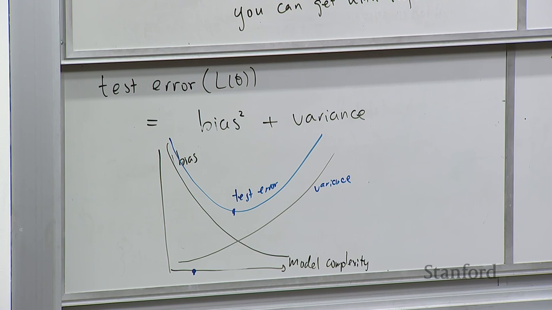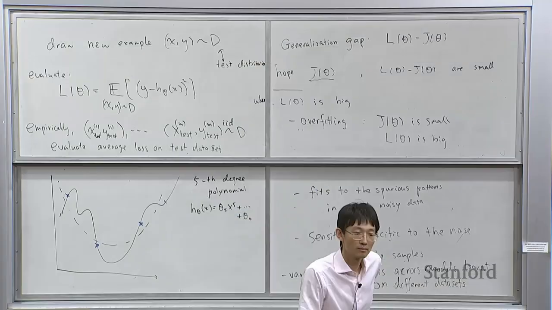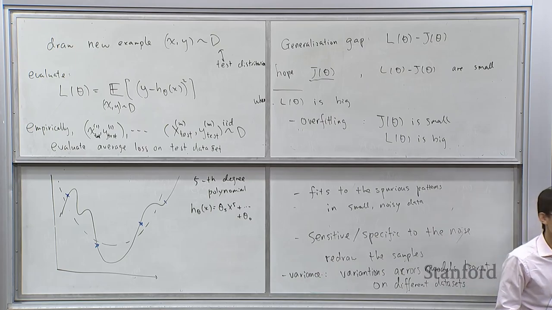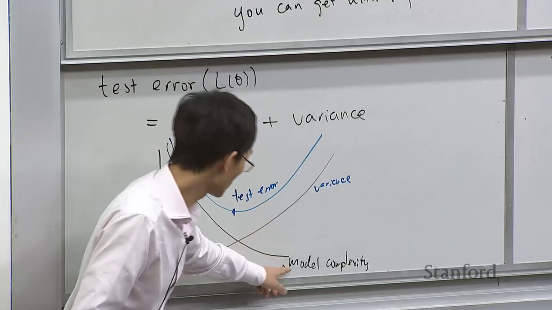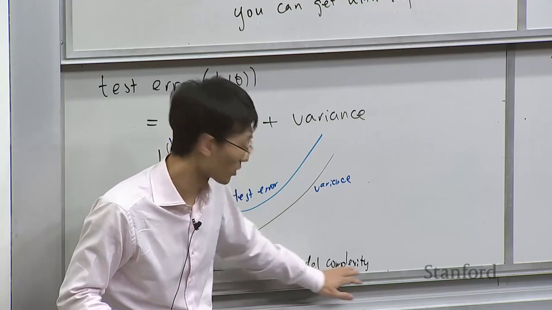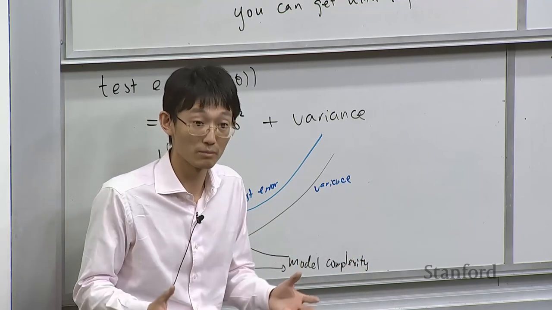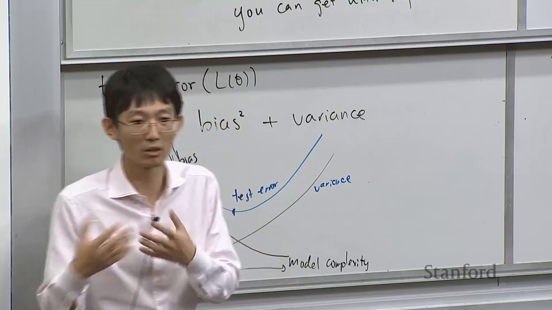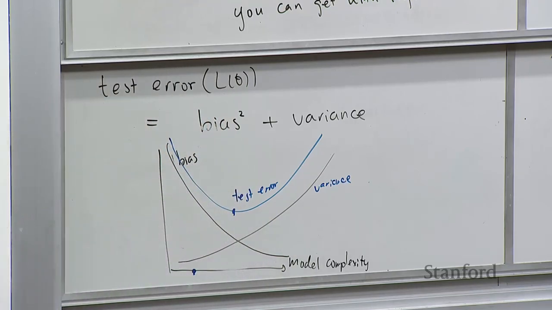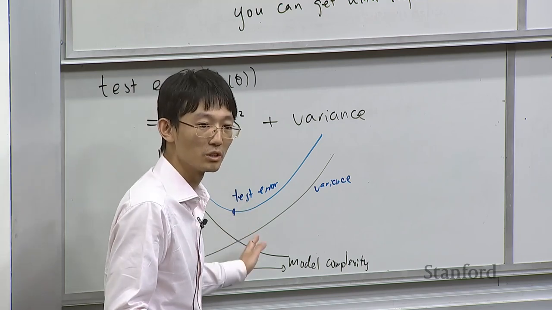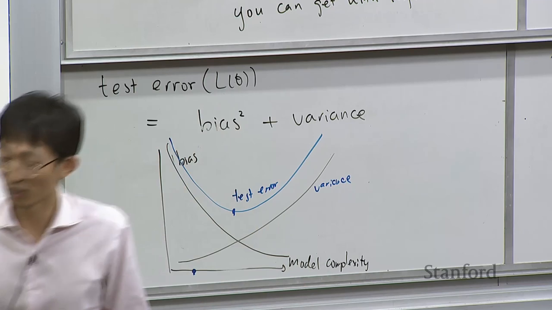Will the bias and variance curves change if the ground truth is different? You asked a good question. Here, this is the model complexity of the model you use to learn your parametric model. I think this is not very sensitive to what the ground truth is. There's always a trade-off, but where the sweet spot is would depend on the real ground truth.